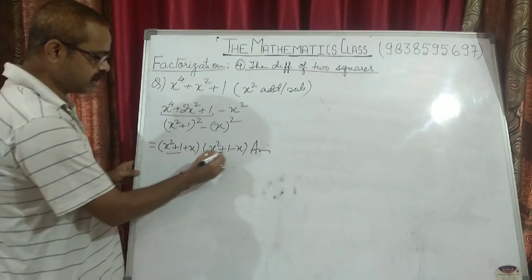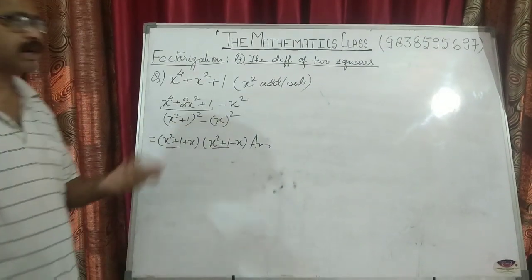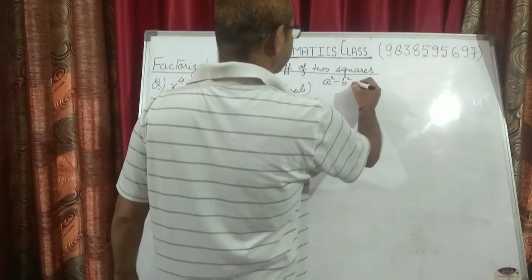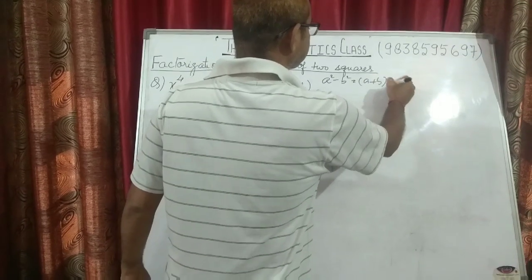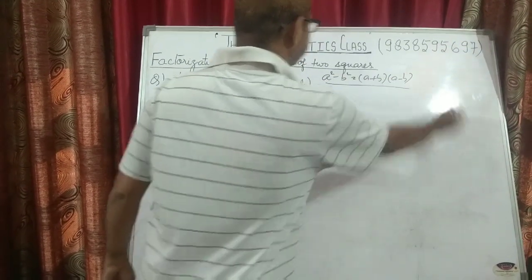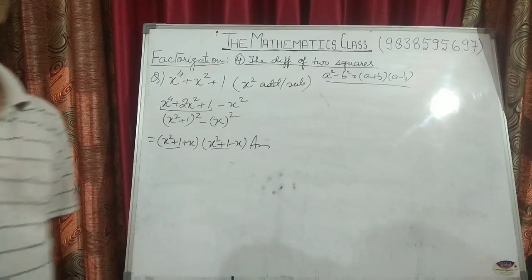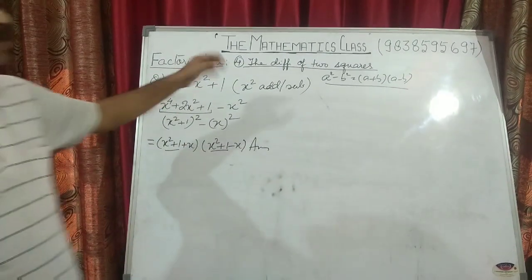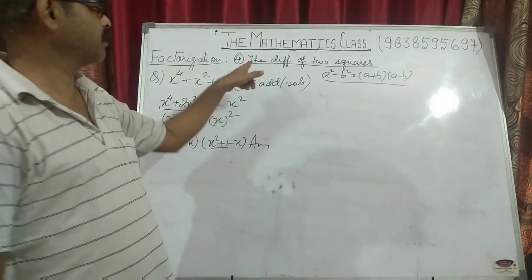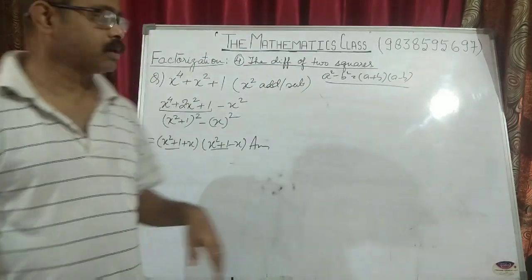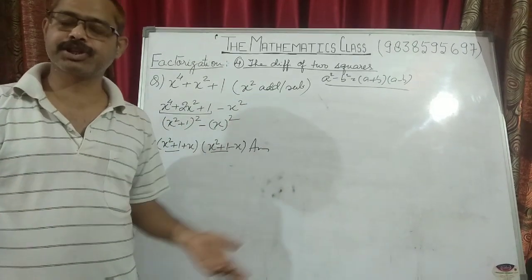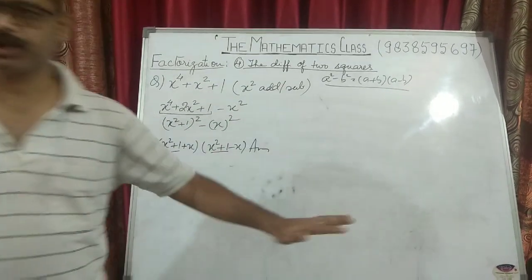A plus b, a minus b. We all know that a square minus b square is equal to a plus b and a minus b. So using this formula, these are the different types of questions based on factorizing with the help of the difference of two squares. Now I think that is enough. Now we'll consider the next type of factorization.